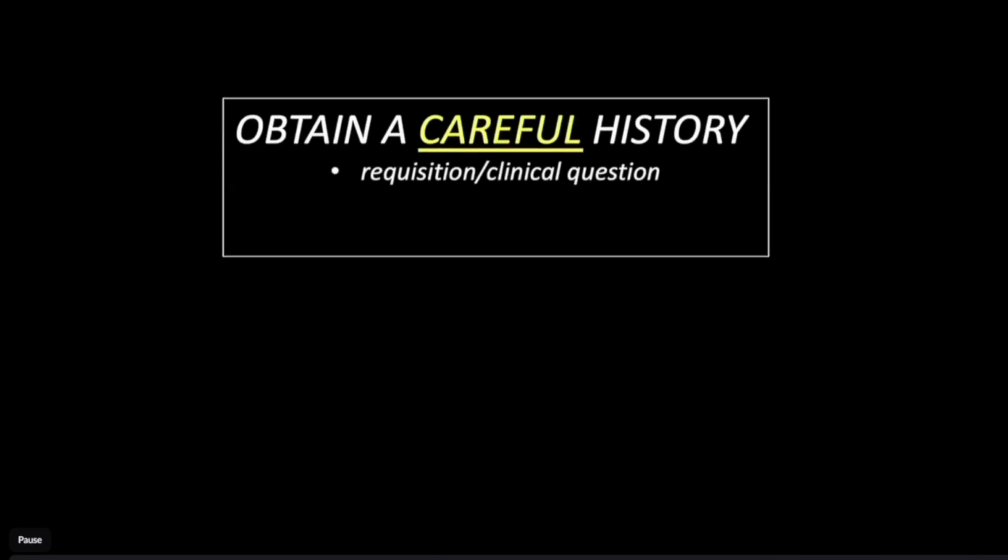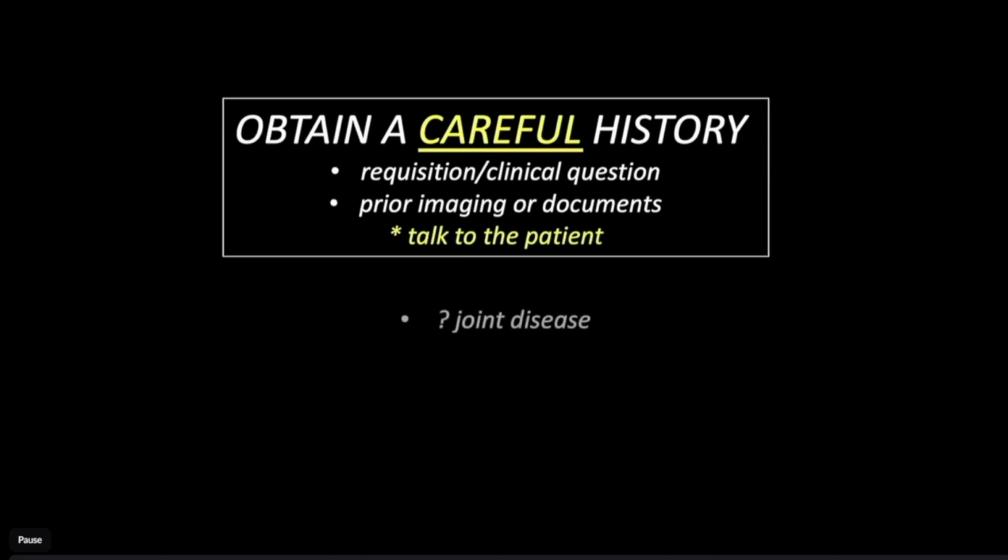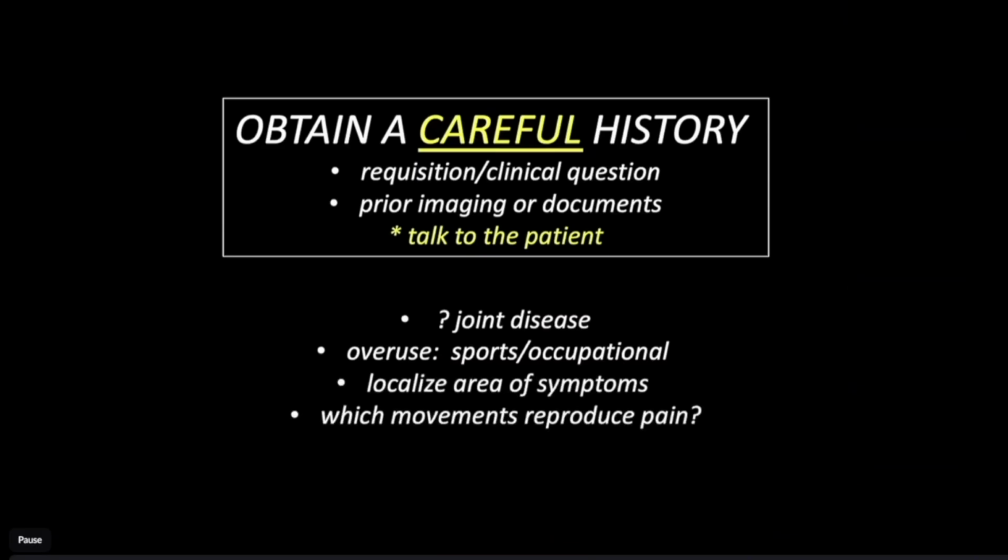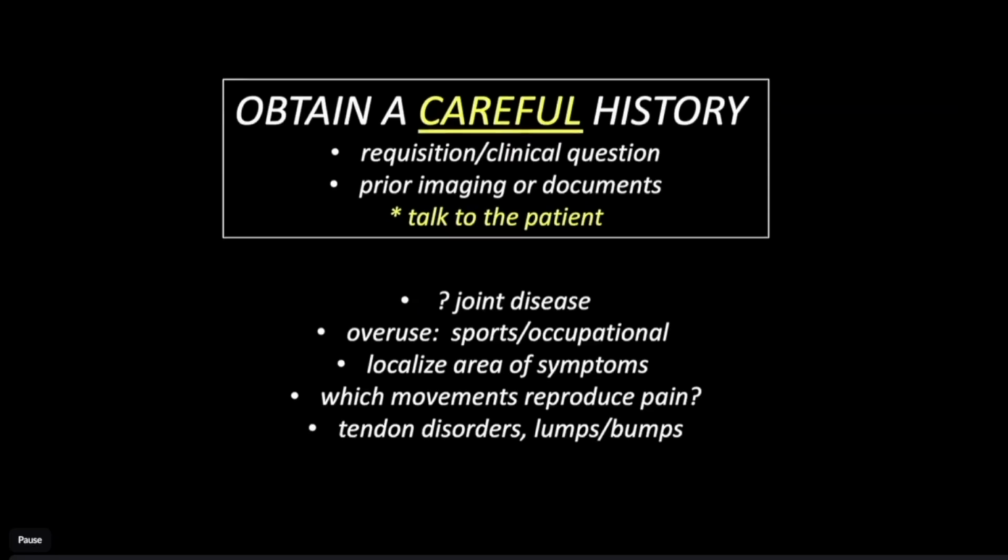Really important to get a careful history. The requisition or the clinical question may not be enough. Always you want to look at prior imaging or documents, but talk to your patient. You can get so much more information, and that can lead you in the right direction. You're thinking about joint disease. Is it an overuse injury? You want them to localize the area of symptoms and what movements reproduce their pain. Is it related to tendon disorders, or is it just a lump or a bump where you're scanning? But sometimes lumps and bumps can be tricky.